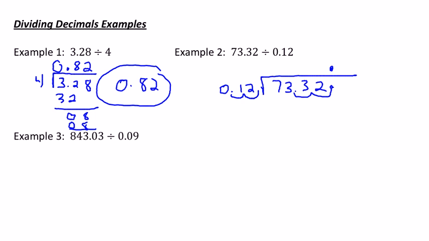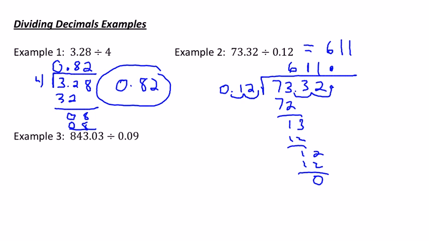And so 12 goes into 73 exactly 6 times with 1 left over. 12 goes into 13 exactly 1 time with 1 left over. And then 12 goes into 12 exactly 1 time. And so there's nothing left, so there's nothing that goes after the decimal. So the answer to this question is actually 611. And so if you divide 73.32 by 0.12, your answer is 611.